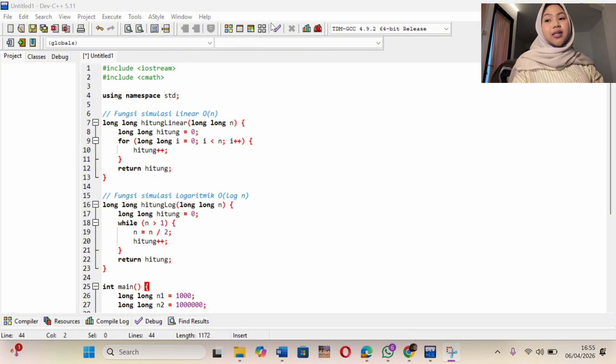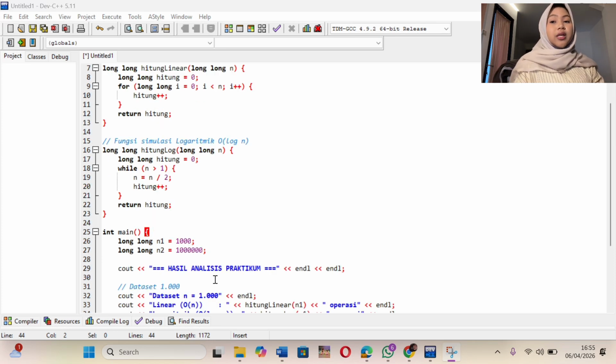Now let's look at the second function. This function uses a while loop, but instead of increasing by one, it divides n by 2 on every iteration, and it keeps doing this until n becomes 100. So for n equals 1000, it only takes about 10 operations. For n equals 10,000, it only takes about 20 operations.